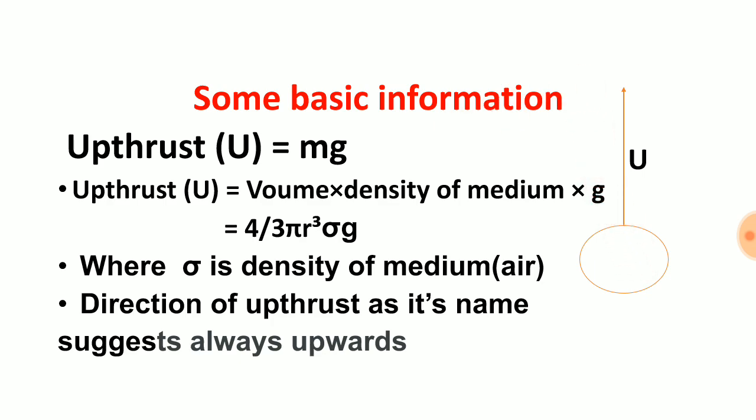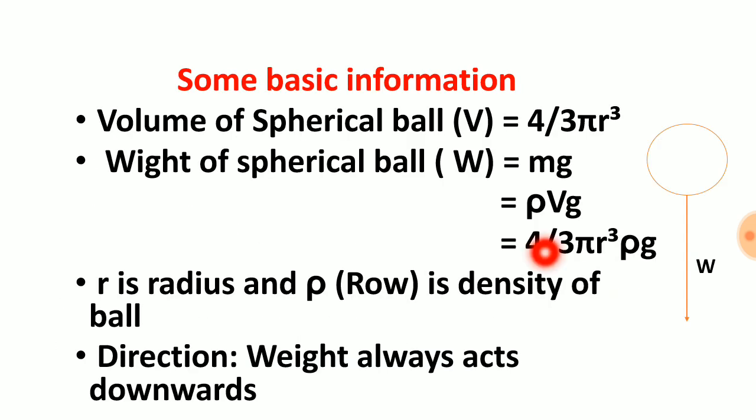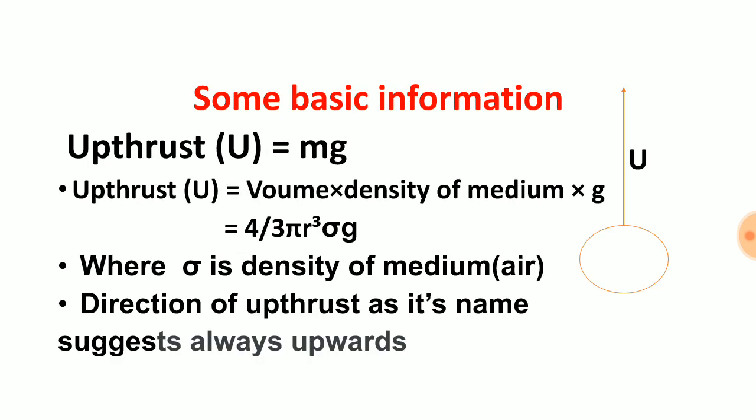Now what is the difference between upthrust and weight? Weight acts downwards, upthrust acts upward. In weight we use this rho as a density of object, and here we use this sigma as a density of medium.